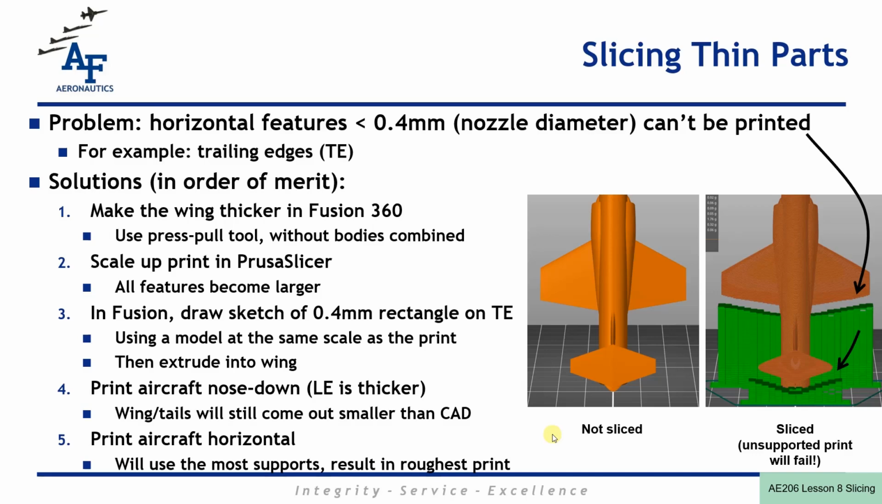For example, trailing edges, where the wing comes to a very thin edge at the back. Sometimes, especially when you scale your model down, those trailing edges can be less than 0.4 millimeters wide. And so the printer can't even print them.